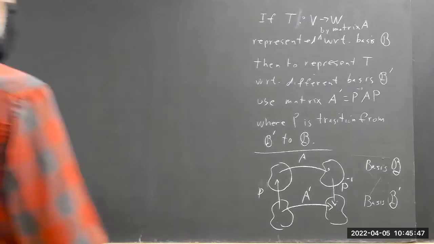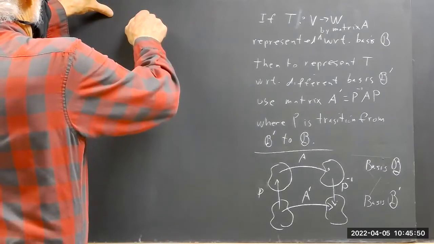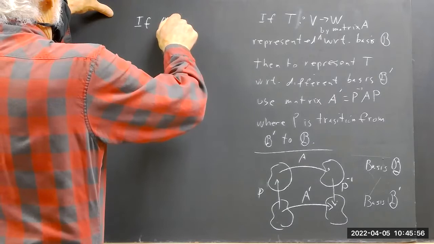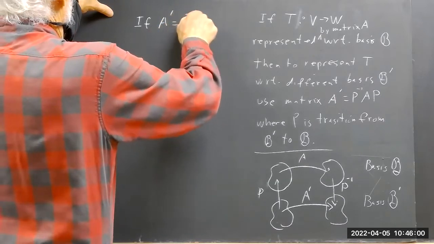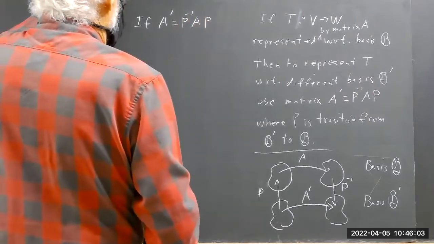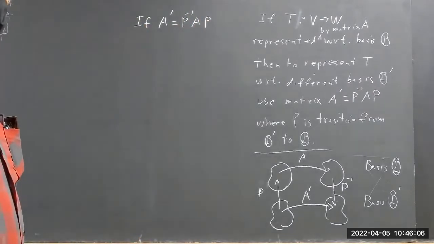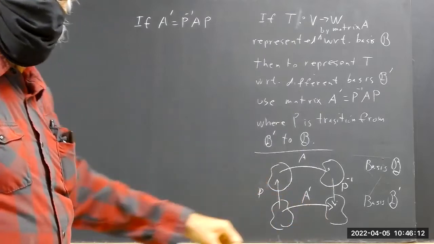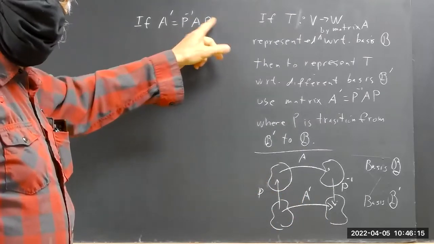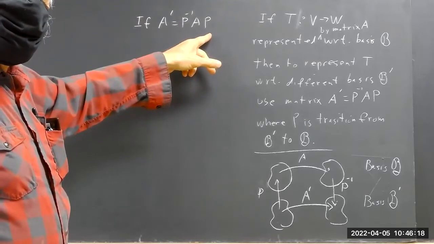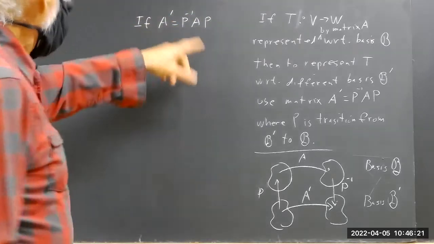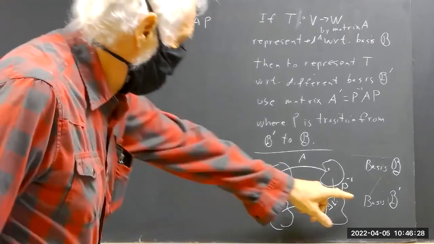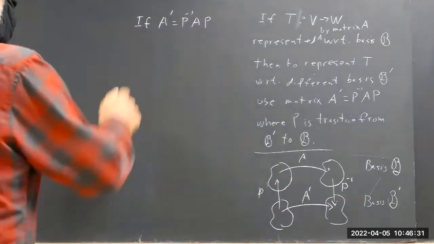A prime equals P inverse AP. Again, remember the order, because P is the first thing you do over here. The last thing you do is P inverse. The first thing you do to your vector is multiply by the last matrix in the expression, and the last thing you do is multiply by the first matrix. So the last thing you do is P inverse, the first thing you do is P. So there it is.